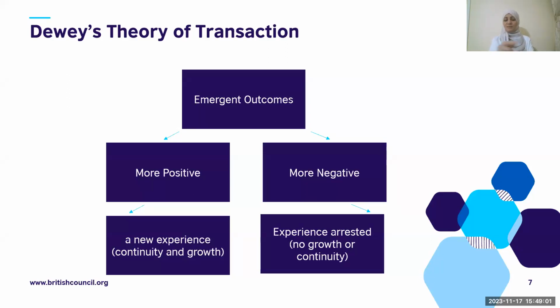Okay, so what happens when a new experience happens, and when you continue and grow in learning, another experience will happen. We'll go back to emergent outcome, and then the cycle will continue. So this shows you that learning is a process. It doesn't stop at one point. In fact, every experience creates another experience, and we continue to learn.